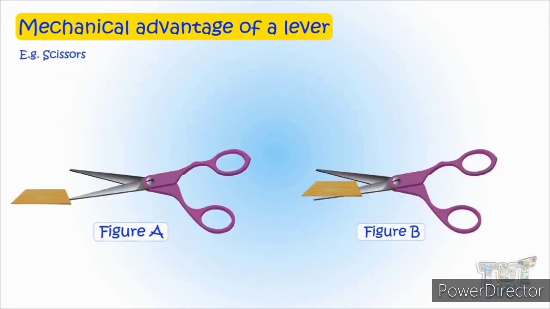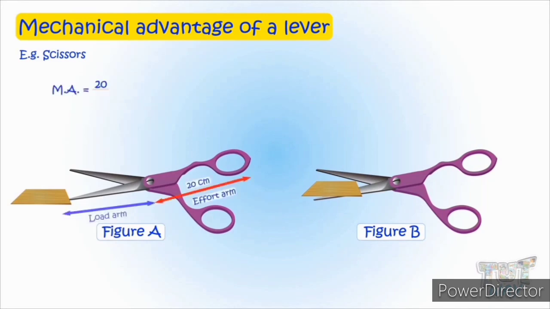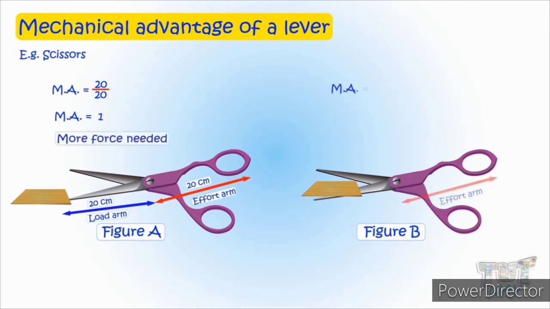In figure A, the length of effort arm is 20 centimeters and load arm is also of 20 centimeters. So mechanical advantage is 1. In figure B, length of effort arm is 20 and load arm is 5 centimeters. So mechanical advantage will be 20 divided by 5 equals 4. And the higher the mechanical advantage, the lesser the force required.